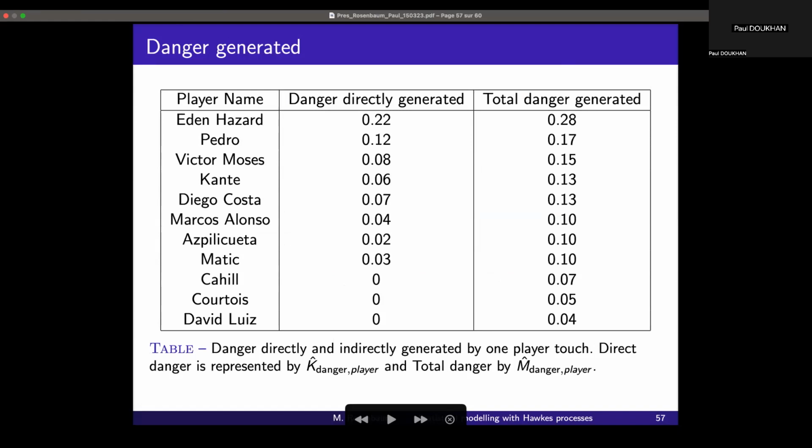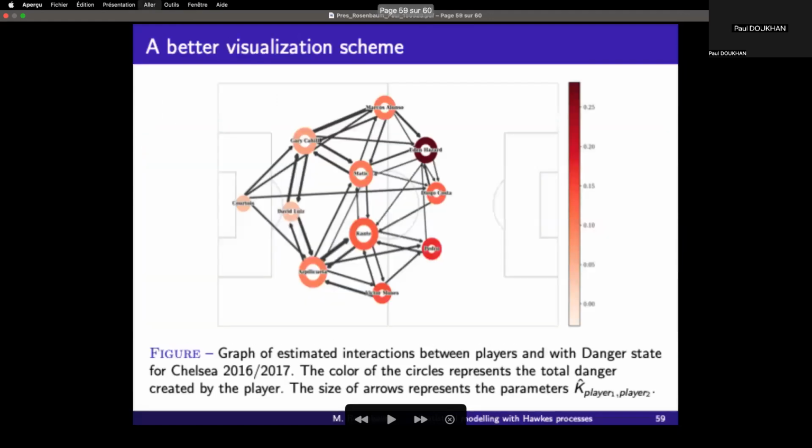You said what positions those players have? Yes, they are like this. This is their position. This is the goalkeeper here, and this is the average position over the games that we have.